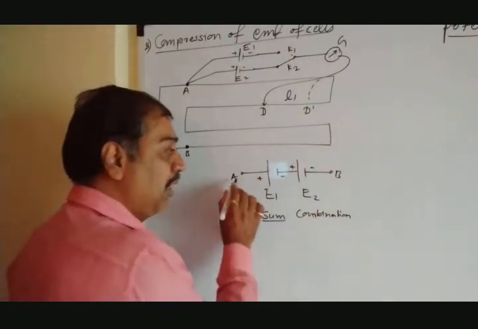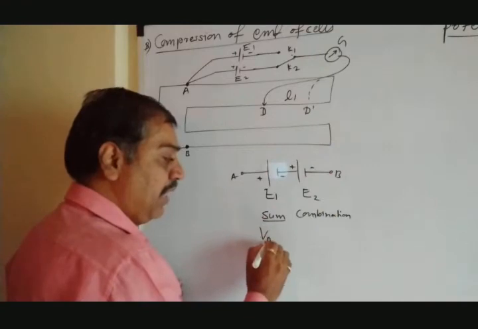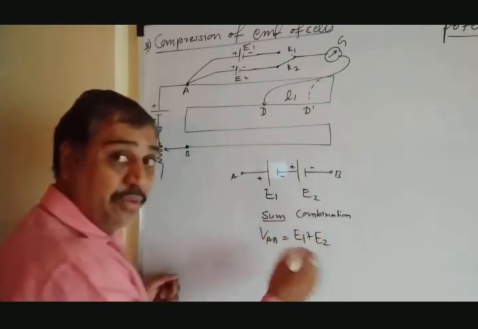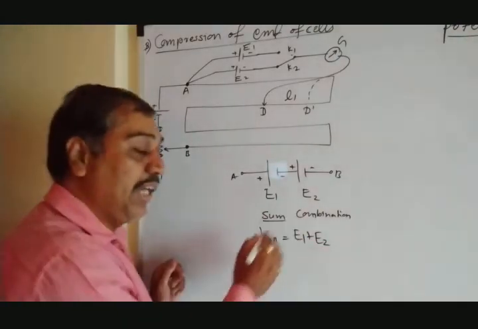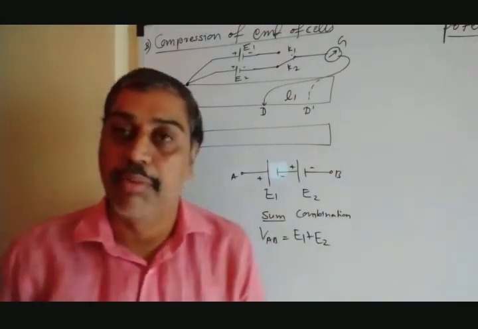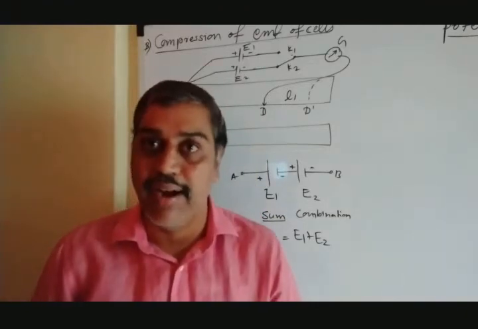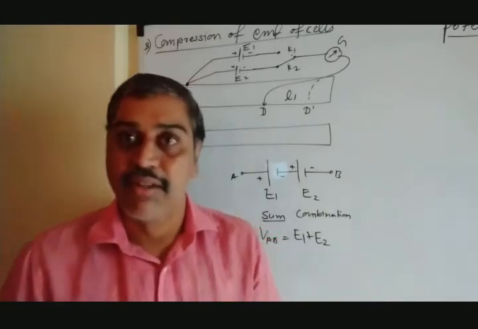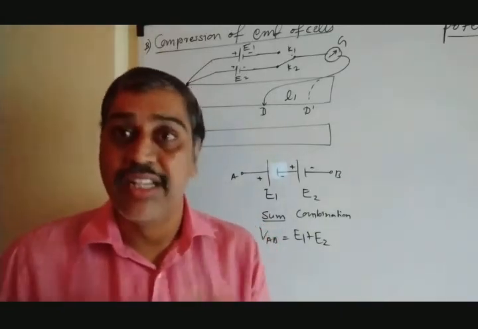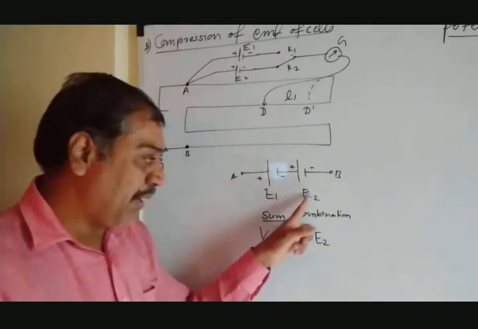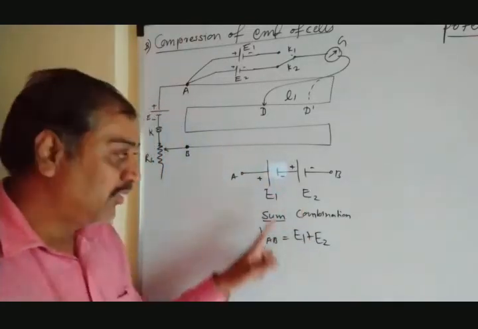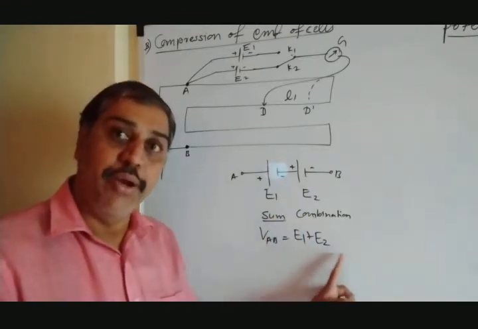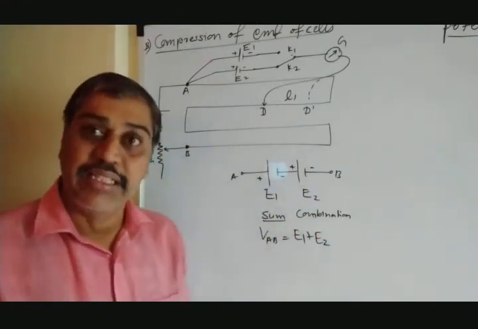So we can write the voltage across AB: V_AB equals E1 plus E2. The total resultant voltage gets added. In some torches, two batteries are required, and one battery has a voltage of 1.5 volt. When we combine them in series, we get 1.5 plus 1.5, that is 3 volt. In the same way, E1 plus E2 is the resultant voltage. So that is said to be the sum combination.